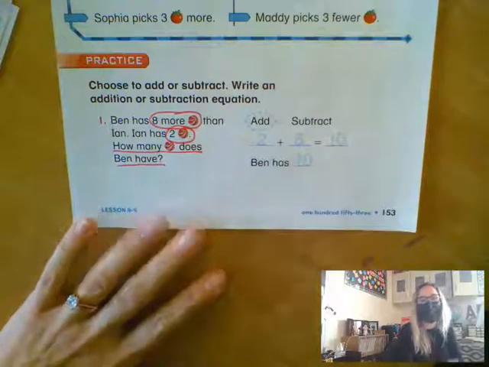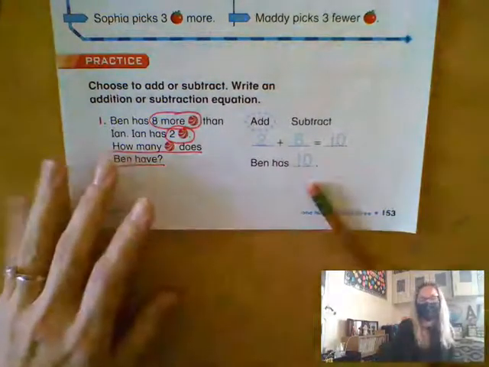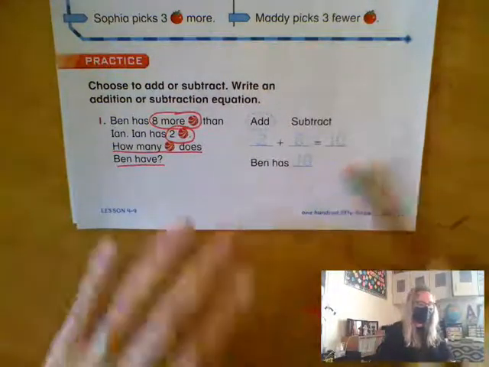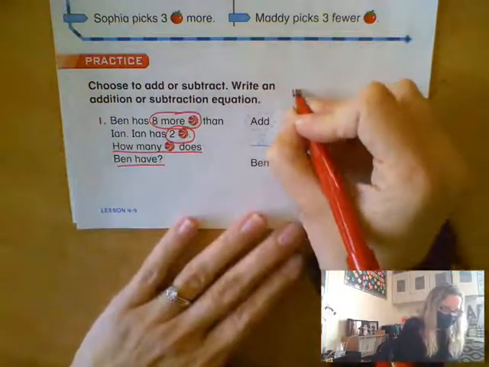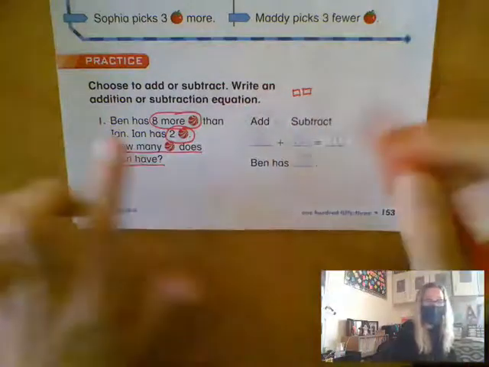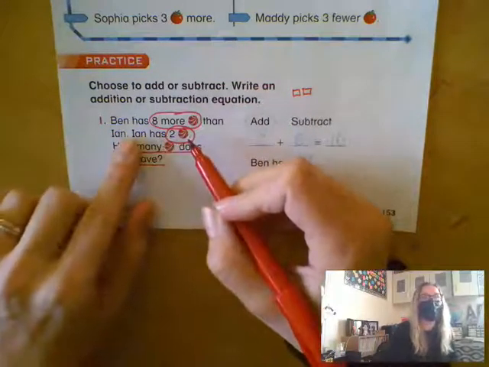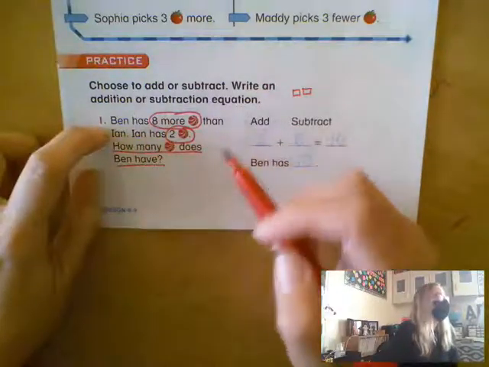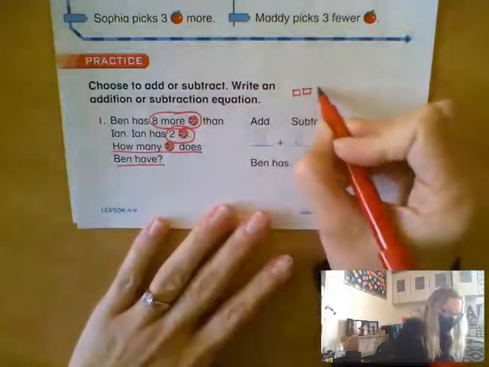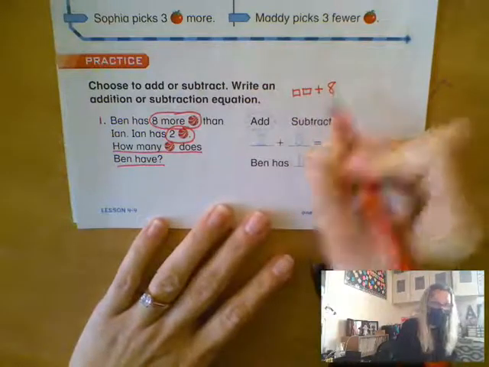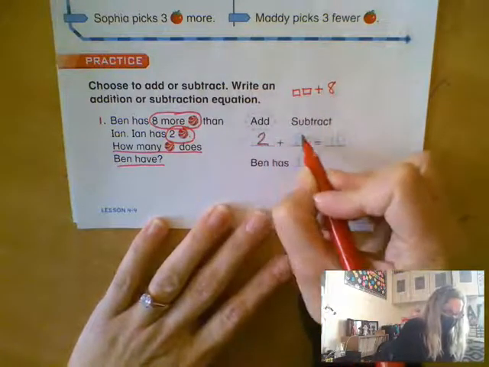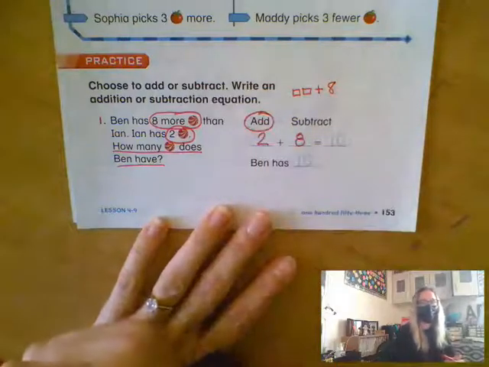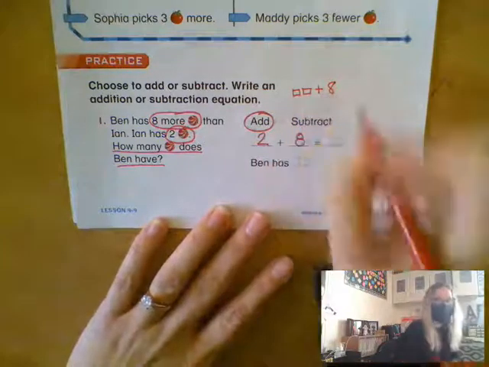Okay, so let's think about what we know. We know that Ian has 2. So here's 1, 2. We know that because it said right here Ian has 2. We know that Ben has 8 more than that. So he has 2 plus 8 more. So that's what they put here. 2 plus 8 more. And they're saying we need to add, so circle add. Now, what is 2 plus 8 more?